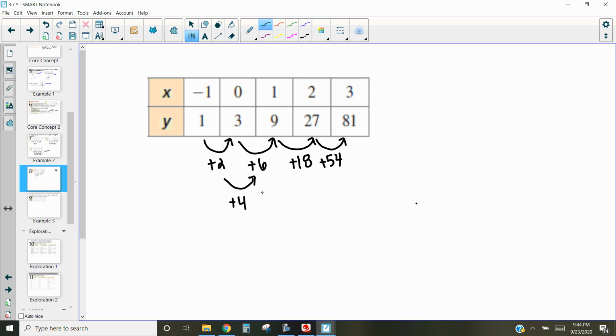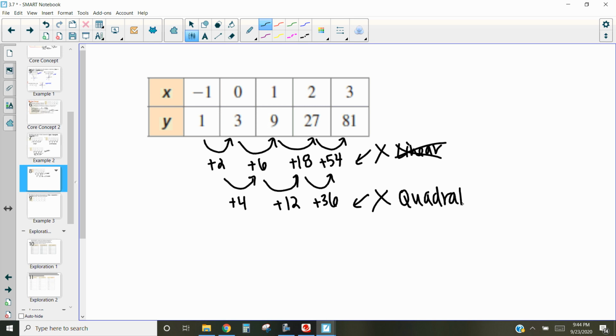This would be plus 4. This would be plus 12. How do I get from 18 to 54? Doing that math, that would end up giving us 36. So notice how this second tier, it didn't work. And this first tier didn't add to the same thing. So I know that it cannot be linear. It's not linear because that first tier didn't work. It's not quadratic.